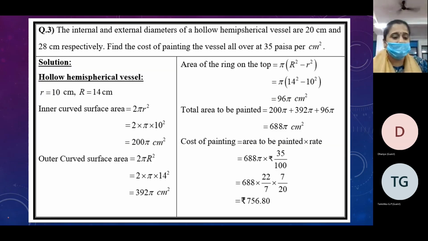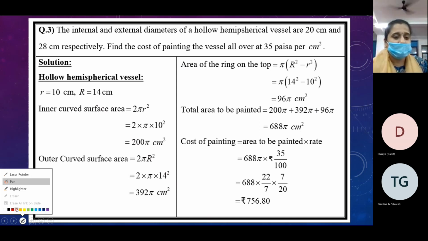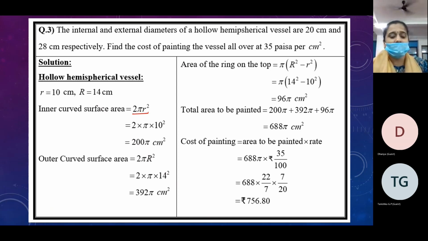So see here. Find the inner CSA: 2 pi small r square. Then find the outer CSA: 2 pi capital R square. And then find the area of the ring on the top: pi into R square minus r square. And you can see here, I have not used the value of pi at all because I just want to save time in calculating. I know I'm going to get this answer in pi, this one also in pi, and this one also in pi.